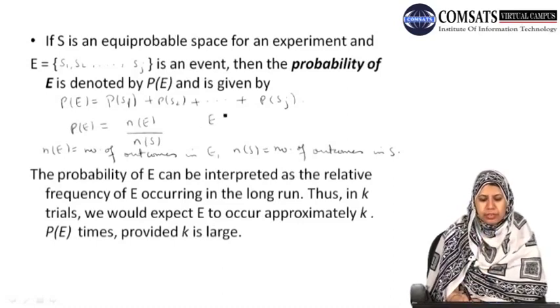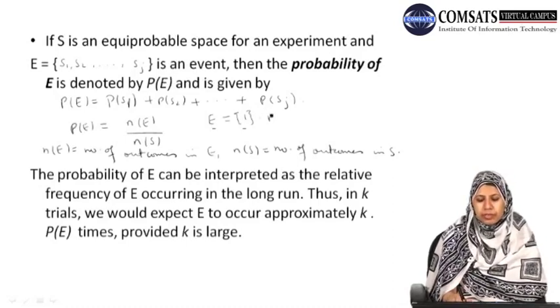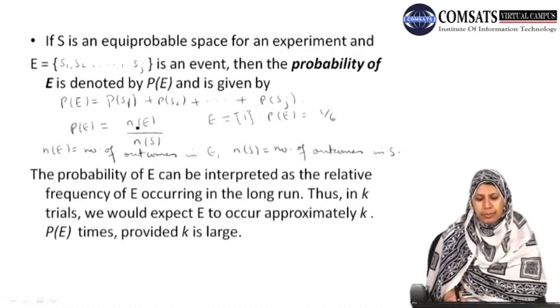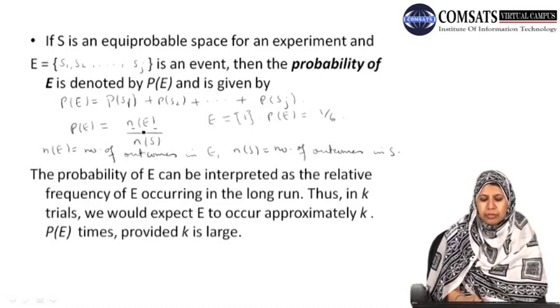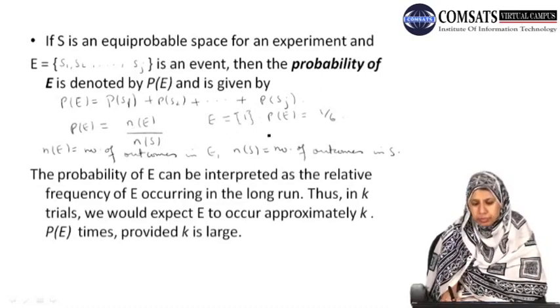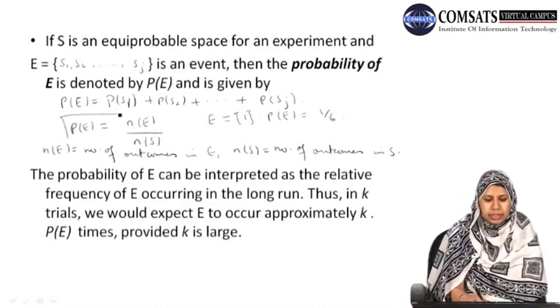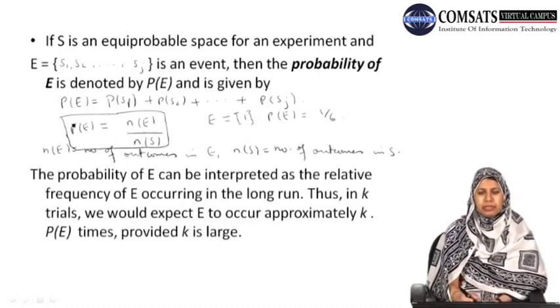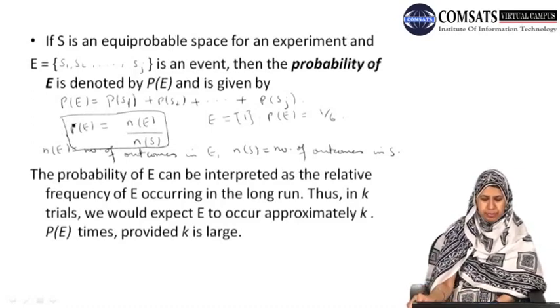For example, if we consider our event E as occurring 1 only, this is a simple event, so the probability of this event we have calculated as 1 by 6, and by looking at this formula, the number of outcomes in event E is 1 divided by the number of outcomes in our sample space, which is 6. So this formula basically gives us the probability of any event, no matter whether our event is a simple event or a compound event.